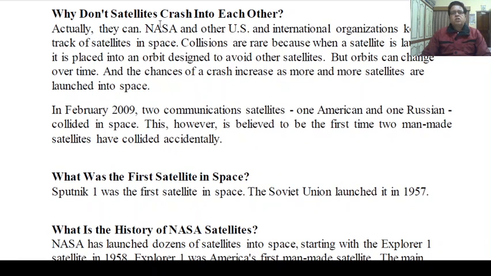Why do not satellites crash into each other? Okay, actually they can. NASA and other US and international organizations keep track of satellites in space. Collisions are rarer because when a satellite is launched, it is placed into an orbit designed to avoid other satellites. But orbits can change over time, and the chances of a crash increase as more satellites are launched into space.